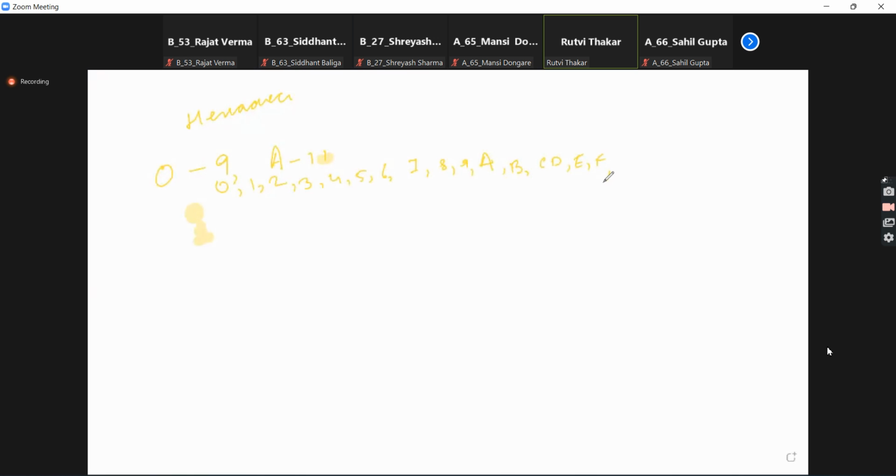But it does not stop here, right? I cannot stop at F. The numbers which are there, they are infinite. So after that, what number will come? You need to know these tables, okay? Because it will be required for all the calculations and conversions which are required. Ma'am, is it 1A?